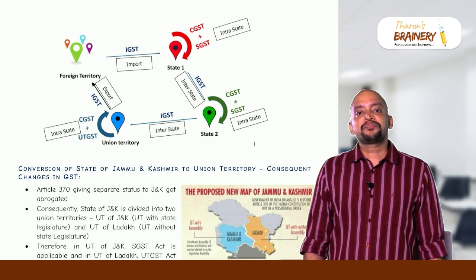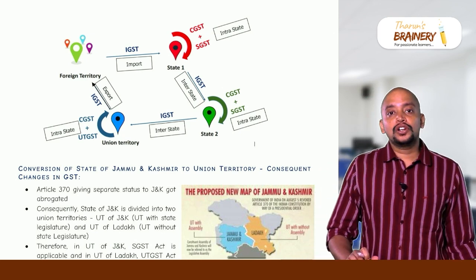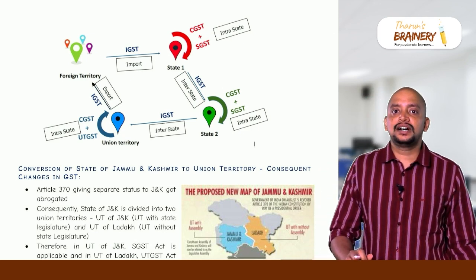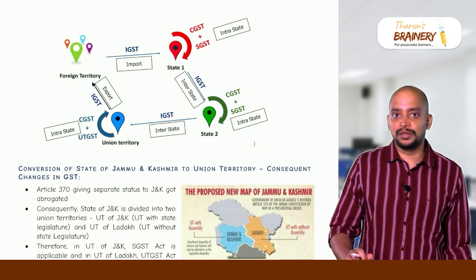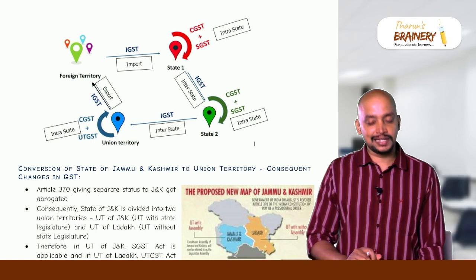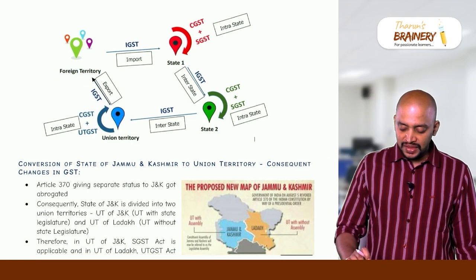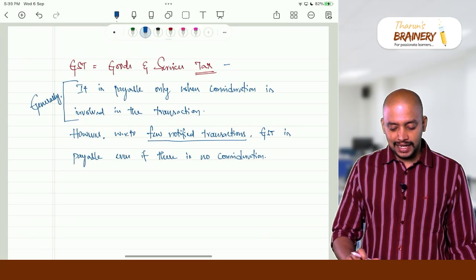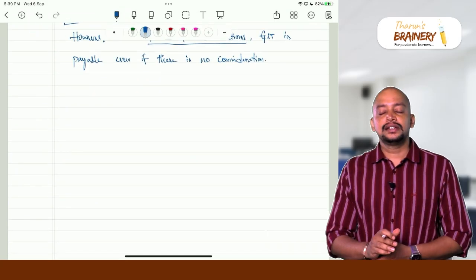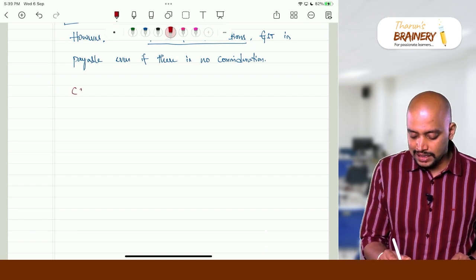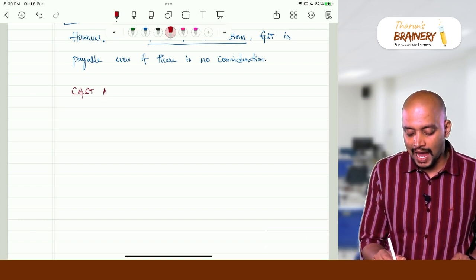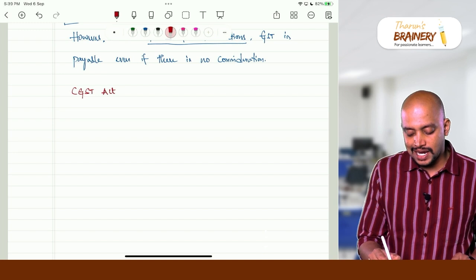Okay. Now, here, what are the various union territories, etc., where UTGST will be applicable, so that we will try to understand. We have the CGST Act. Who will levy CGST? Central government. The CGST Act 2017.